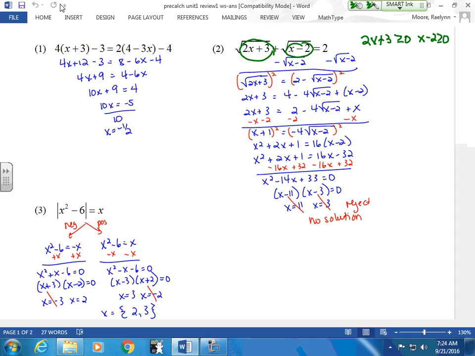So this one says subtract 3 and divide by 2. This one says add 2. Now, on your number line, here's your negative 3/2. Here's your 2. So for this whole problem, what is our domain?